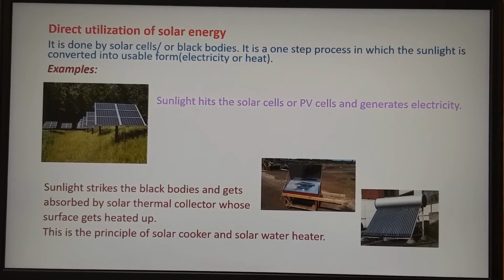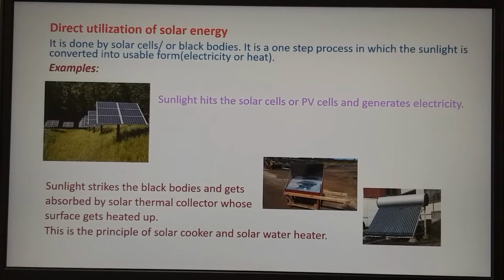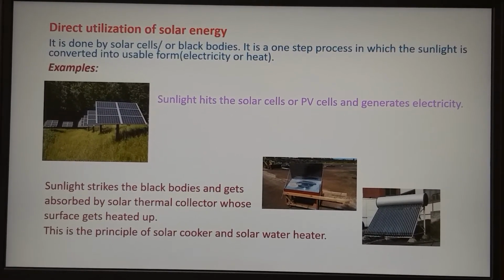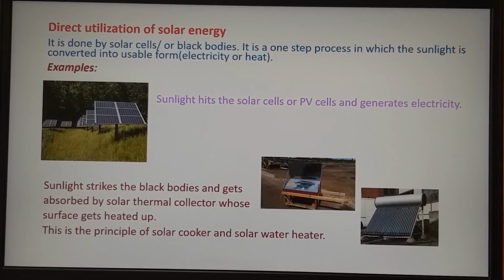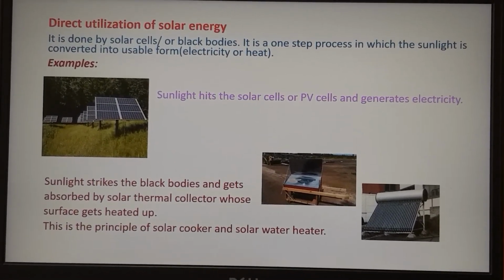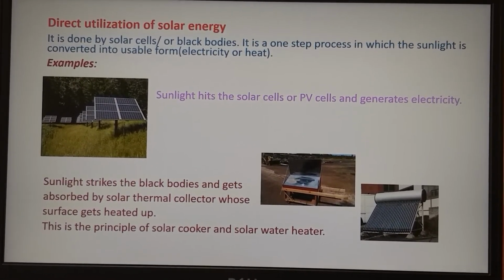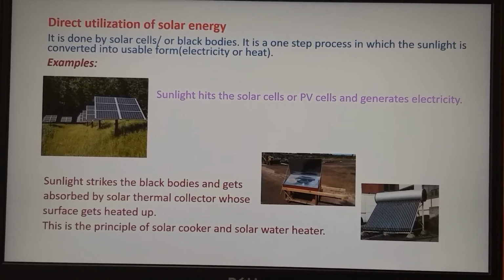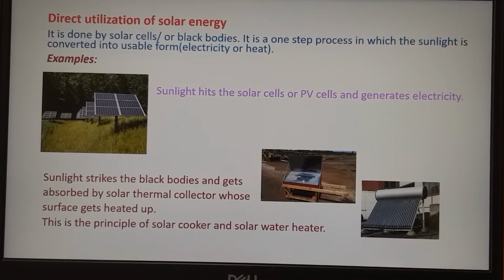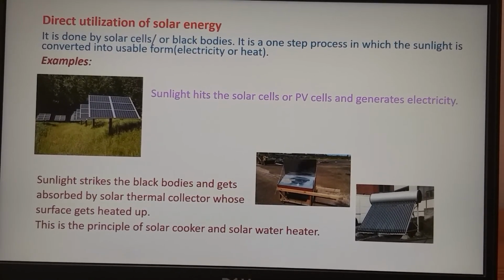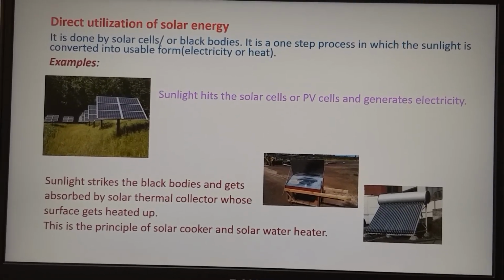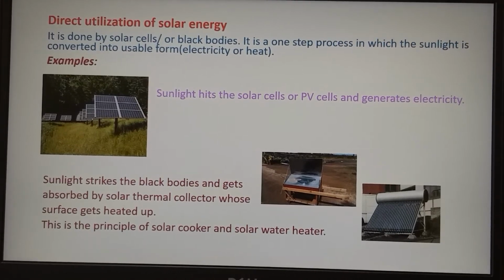The direct utilization of solar energy is by solar cells or black bodies. This is a one-step process in which the sunlight is directly converted into a usable form, that is electricity or heat. The solar cells trap the sunlight and generate electricity. And these cells are also called photovoltaic or PV cells.